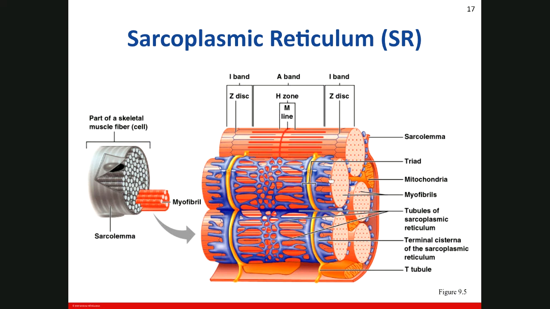Between these myofibrils, you can see the orange structures. They are mitochondria, and they provide ATP for the contraction. This is the location of sarcoplasmic reticulum, which wraps our myofibrils.